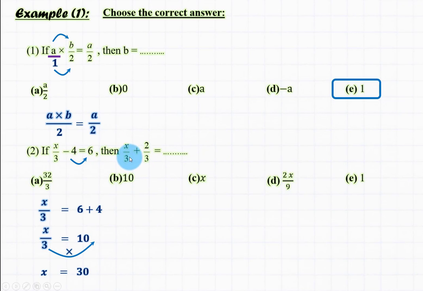Then x over 3 plus 2 over 3 equals 30 over 3 plus 2 over 3. Because the denominators are the same, 30 over 3 plus 2 over 3 equals 32 over 3.